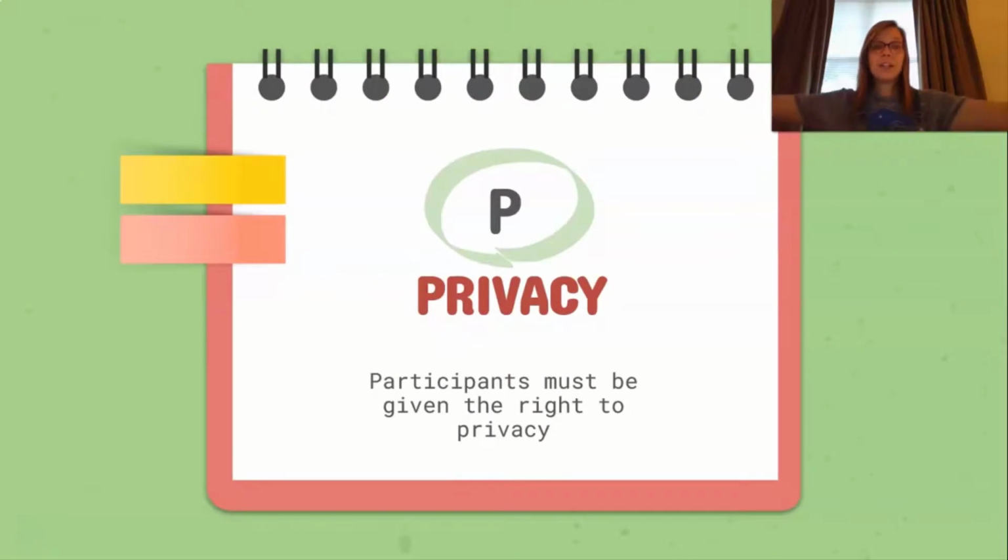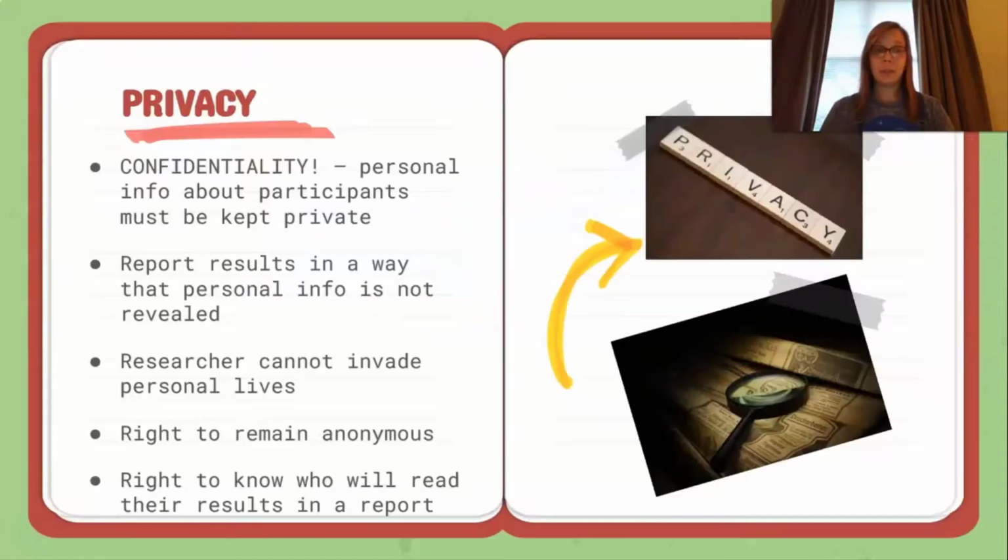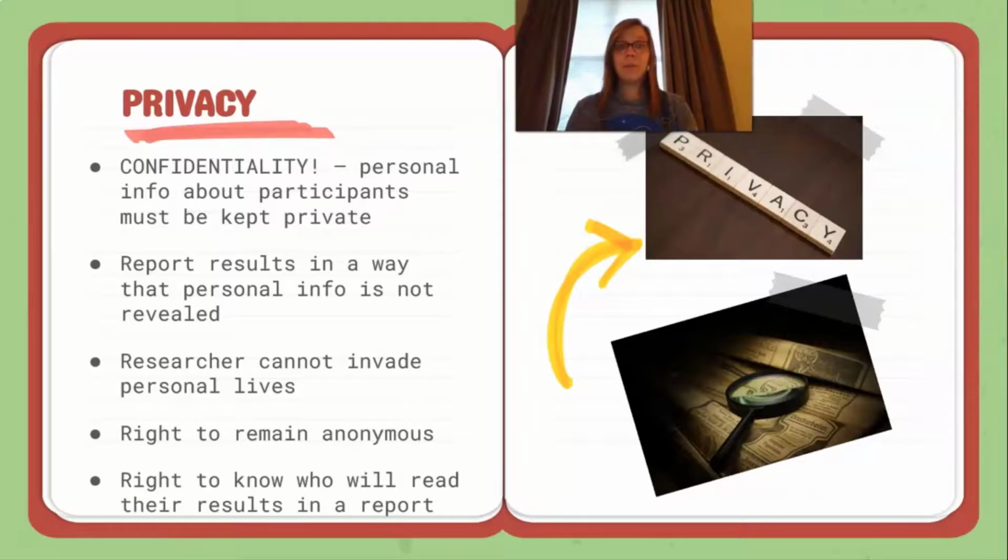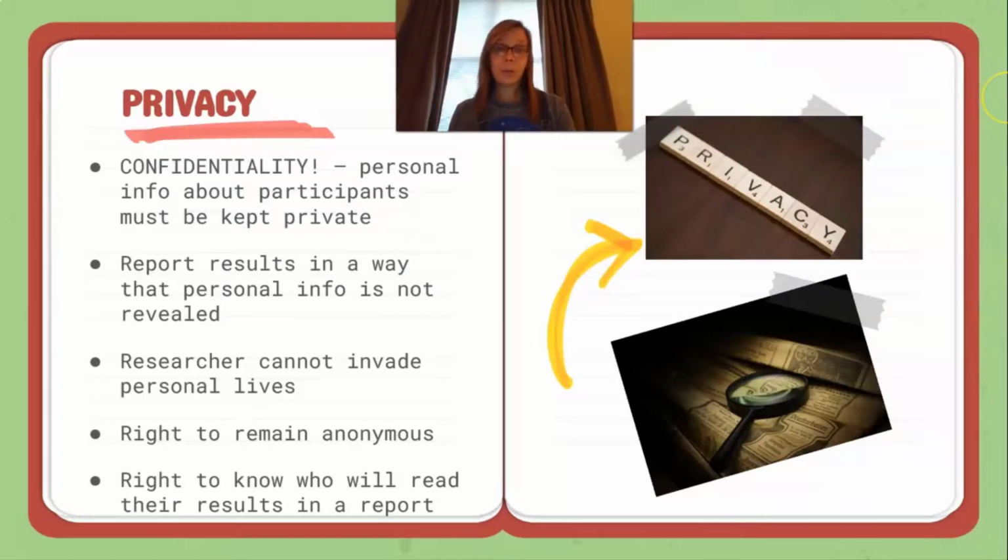And our last P stands for privacy. Privacy is obviously the idea that participants should be given their right to privacy. So this means that when you are publishing your data, you don't share all their personal information. You keep their information private and confidential. So you report your results in a way that doesn't reveal anything personal about the participants, and you cannot, as a researcher, invade their personal lives in any way.